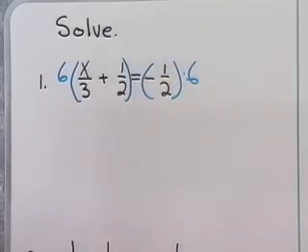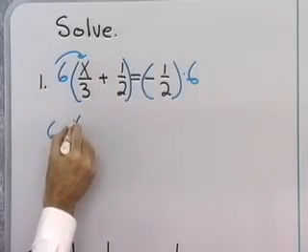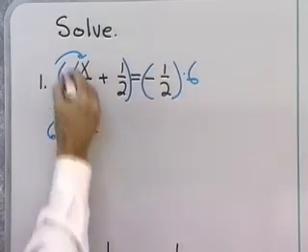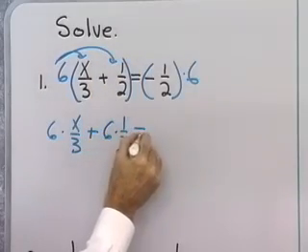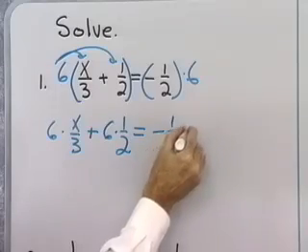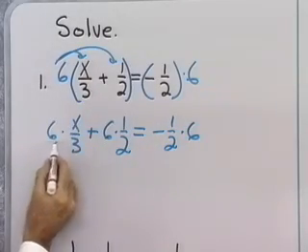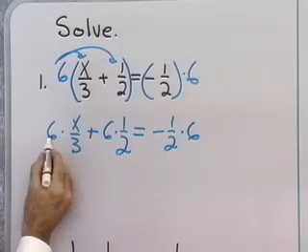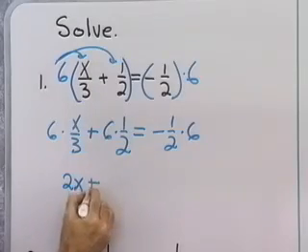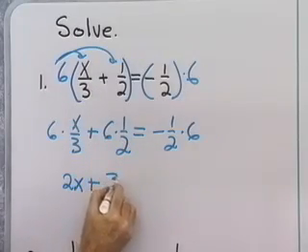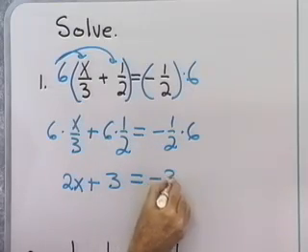So now when I multiply 6 times x over 3 by the distributive property, I have this, plus 6 times 1/2 is equal to negative 1/2 times 6. 6 times x divided by 3, remember this is 6 over 1. 3 divides into 6 twice, times x is 2x. Plus 6 times 1/2 is 3. Negative 1/2 times 6 is going to be negative 3.